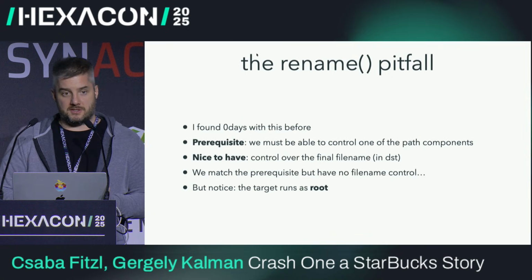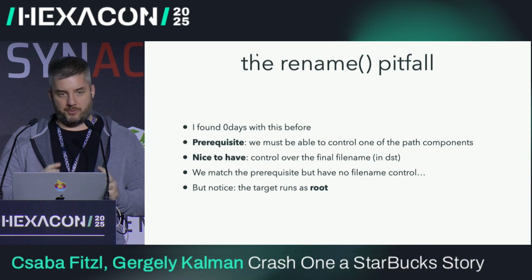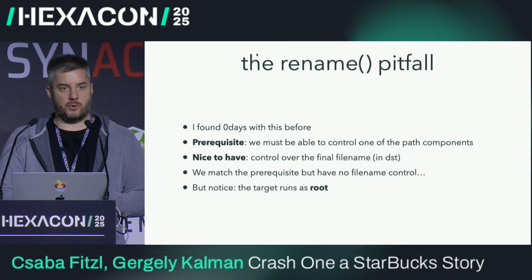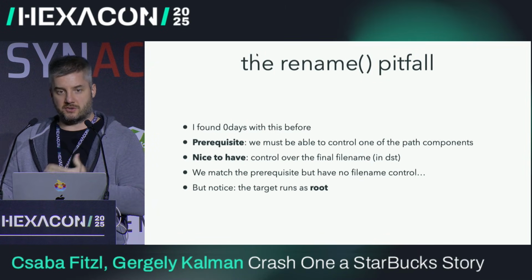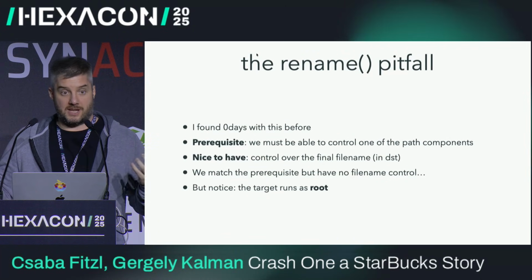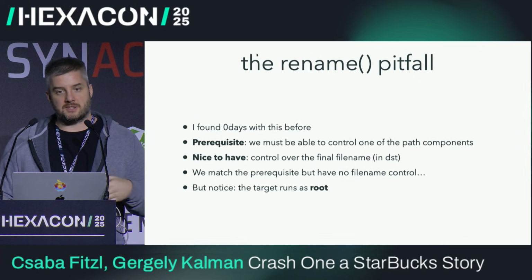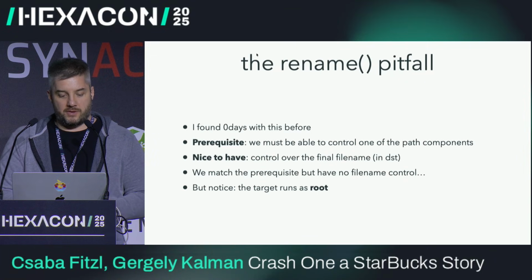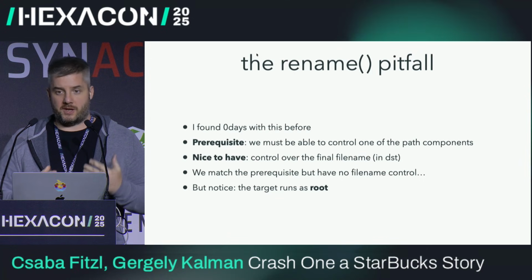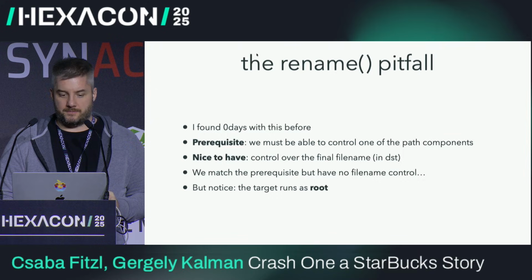There are two prerequisites to this. One of them, I called it nice to have here. The actual prerequisite is that I have to be able to control one of the path components going into the rename. In this case, it's basically the same path leading up to the file name, so that's fine, we have that. The nice to have would have been, in a case of a perfect situation, that the DST file name is being controlled, because in that case, I totally control everything. Now, we do match the prerequisite here, but we do not have the nice to have. So unfortunately, we do not have file name control, which is really gonna nip things in the bud. However, do notice that the target runs as root.